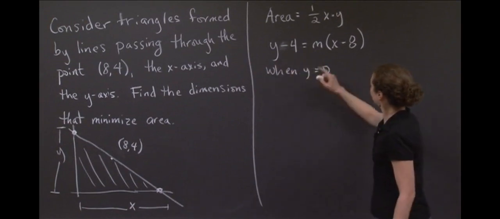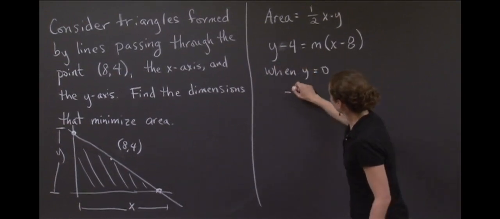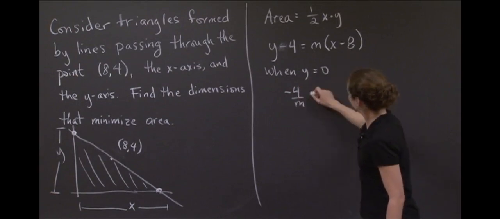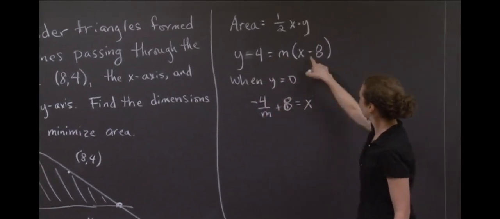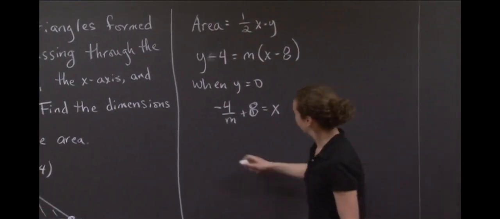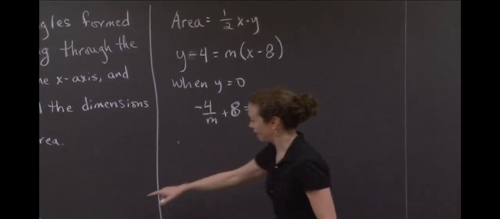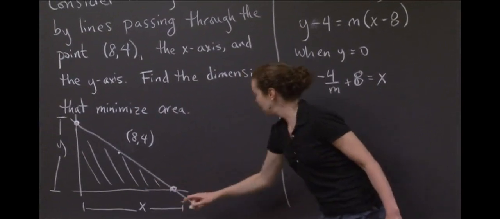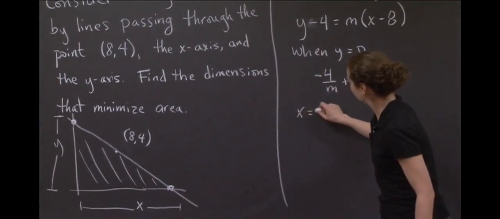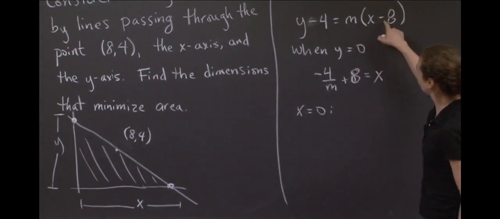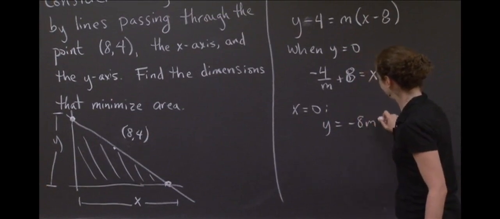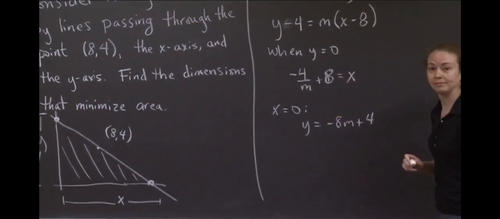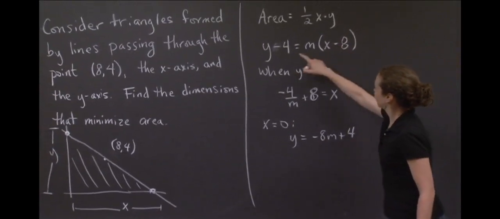I said when y is 0, what do we get for x? We get negative 4 over m plus 8 is equal to x. Let me double check my math so I don't have to reshoot this. When y is 0, I divide by m. I add 8, I get x. So that is the x value I'm interested in down here. When x is 0, let's see what I get. When x is 0, I get negative 8m plus 4 is y. Right? x is 0, negative 8m plus 4.